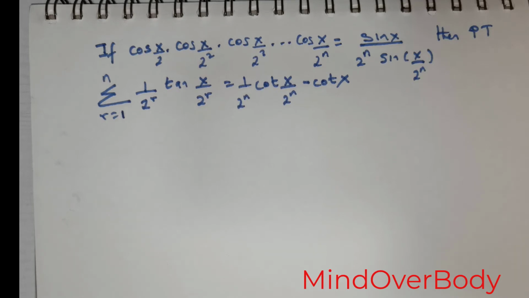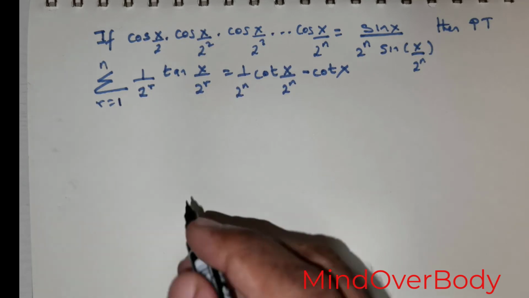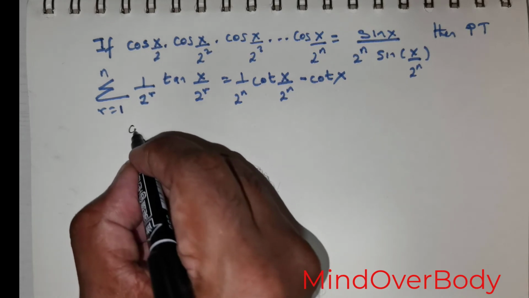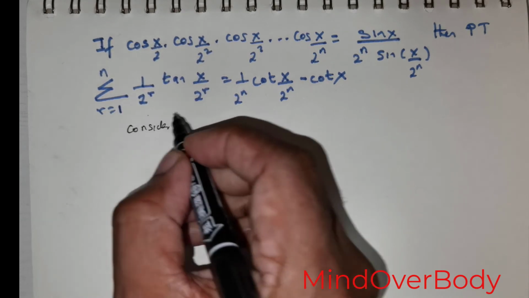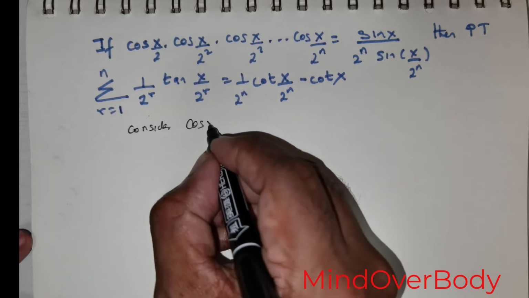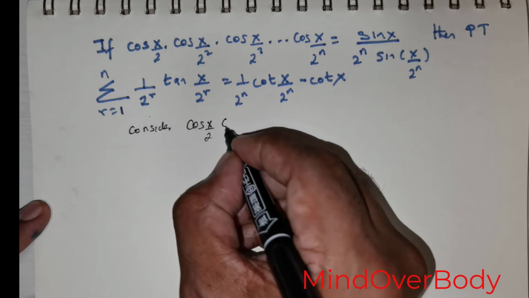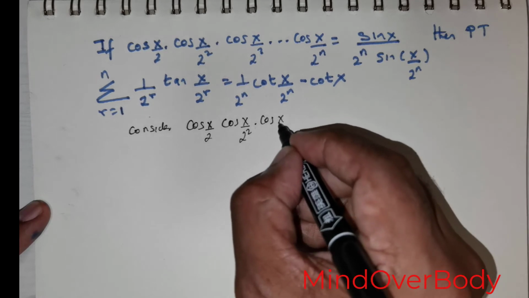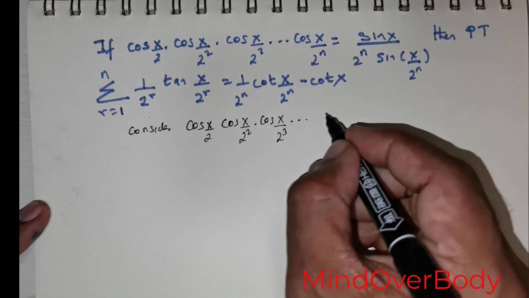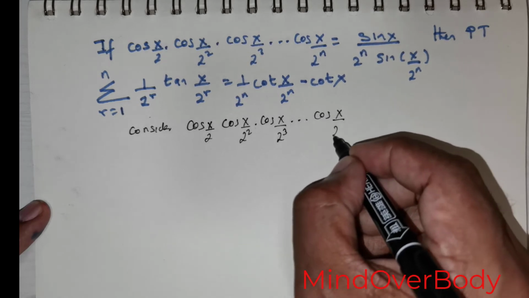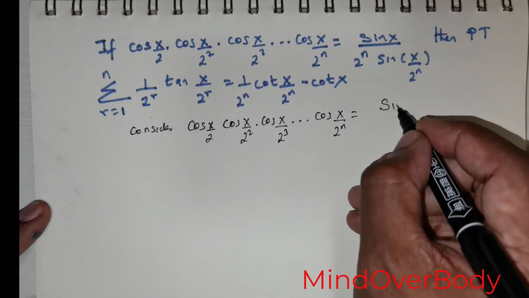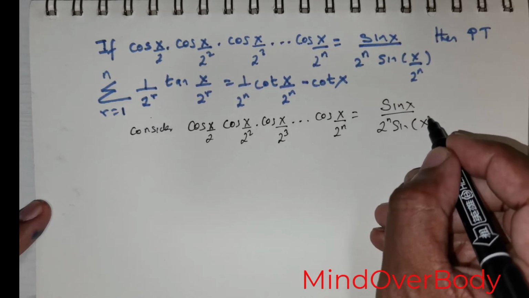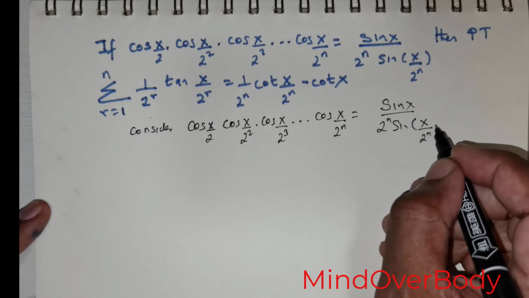So having got this question, let us approach this question by using logs. So what I will do is I will start off by stating, consider the given question, which is cos(x/2) times cos(x/2)^2 times cos(x/2)^3, etc. cos(x/2)^n is equal to sin(x/2)^n times sin(x/2)^n.